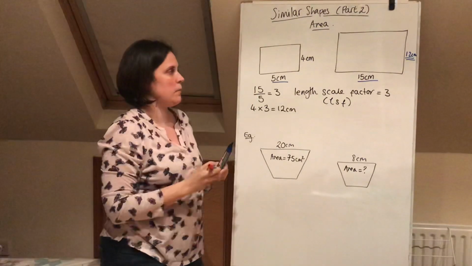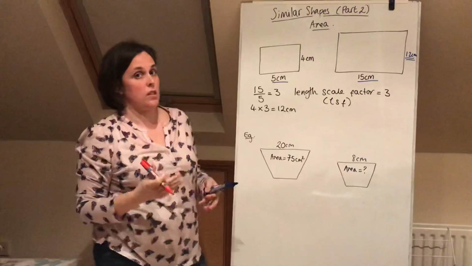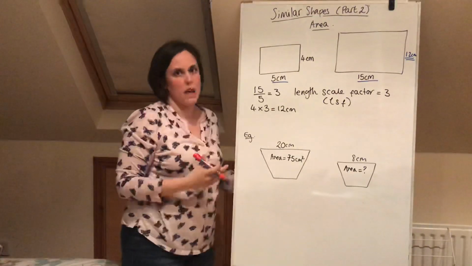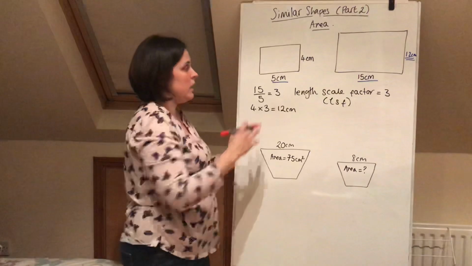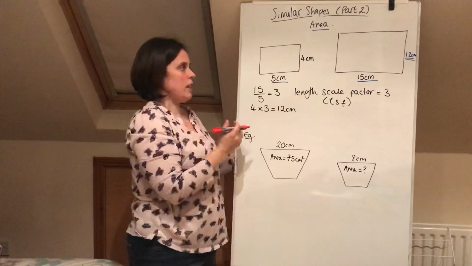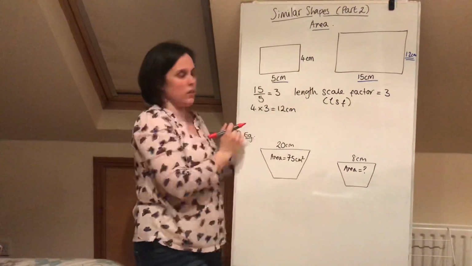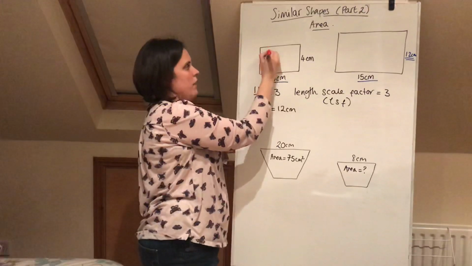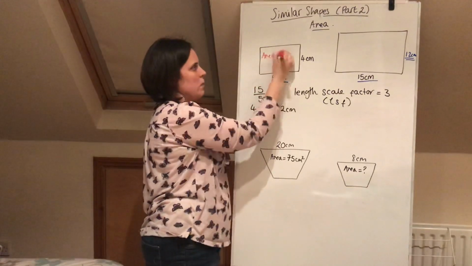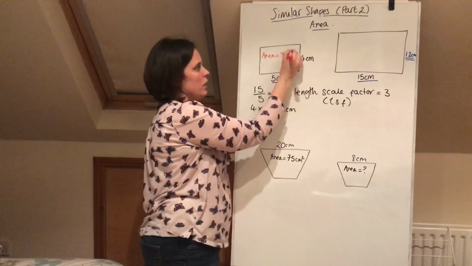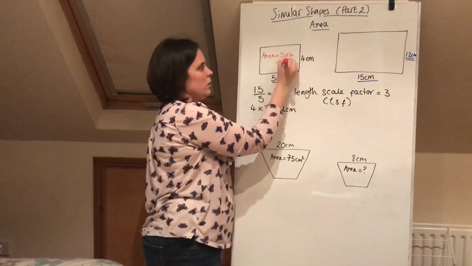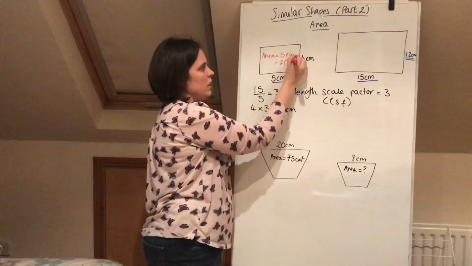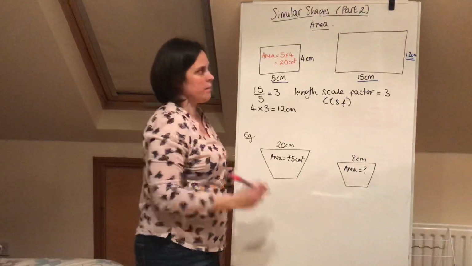But what I want to do now is think about the area of these two shapes. I've chosen a rectangle because it's nice and simple, but you can do this with any similar shapes. If you remember rightly, to find the area of a rectangle, we multiply the two sides together. So the area of this shape is just 5 times 4, which is 20 centimetres squared.